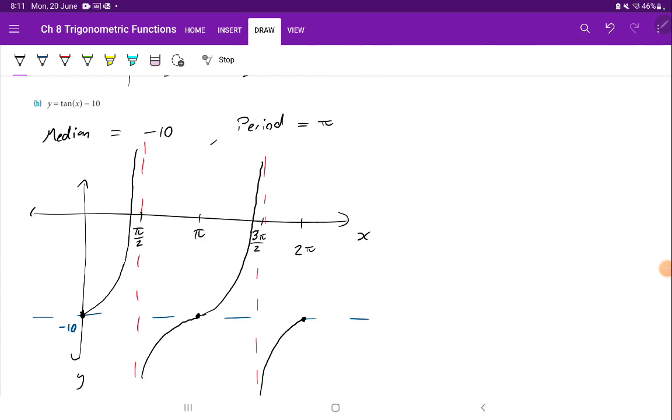So there are my two sketches. There's my x and y axis all labeled, and we can go. And we could kind of estimate where we're going to get these x-intercepts, but at the moment we're not worried about solving for them just yet.